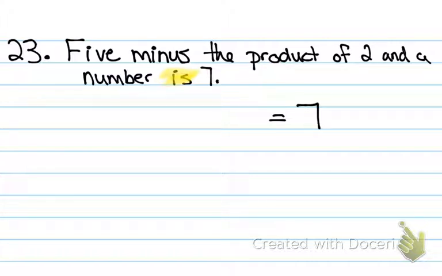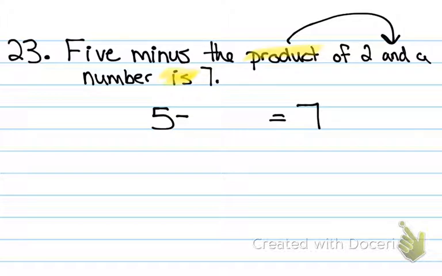5 minus the product of 2 and a number. That's a lot of words, but I need to find my keywords that would tell me what operation I'm dealing with. 5 minus, how would you write that? 5 and a minus sign. 5 minus, okay? So we write it how we read it. All right? The product of 2 and a number. What does product mean? Multiplication. And I insert it where I see the word "and."